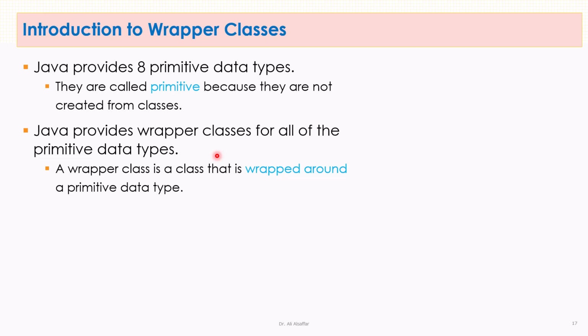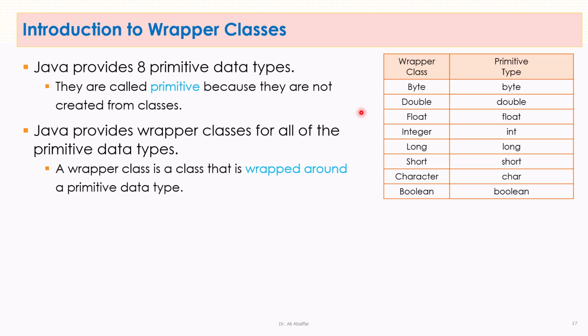We have already explained the meaning of a wrapper class for an array. It was a class that we defined with an array inside it as a data member, and we also provided the necessary methods to facilitate the use of that array. Now, a wrapper class for a primitive data type is a class that is wrapped around the primitive data type. Not only does it hold the value of the primitive data type, it also has the necessary methods that are related to this primitive data type.